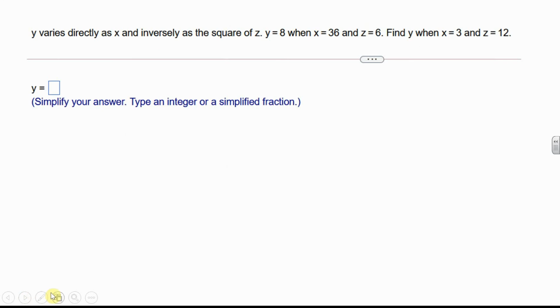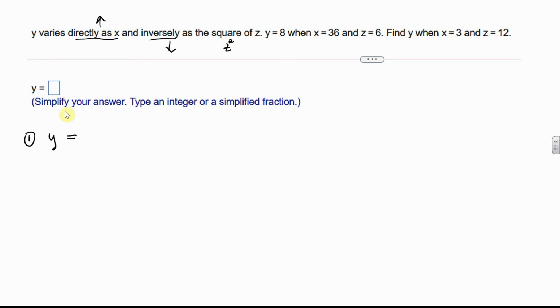Okay, here, y varies directly as x. Let's just write this out. So y varies directly as x, and then it has that inverse. So that means it's going to be downstairs. So since something is direct, that means it's upstairs, right? And then here the inversely, that means that term is going to be downstairs. It says the square of z, so that means z squared, right?